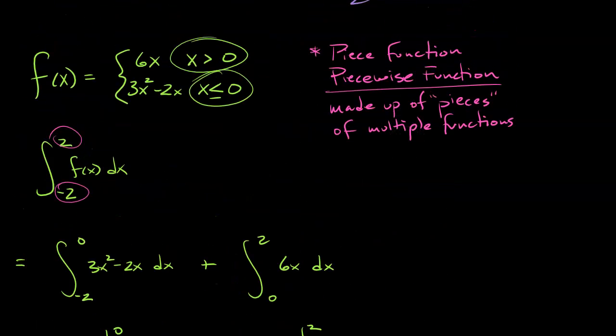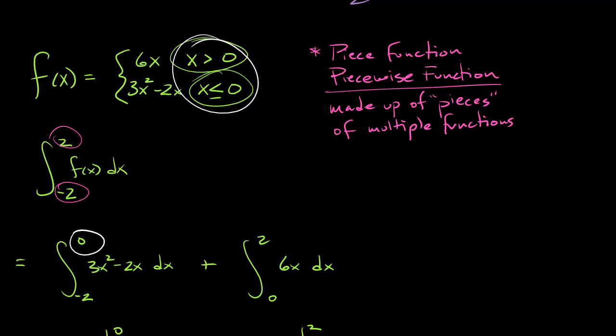The only reason I chose 0 is because 0 was the boundary for that piecewise function. So it's not always going to be 0. This number could be anything. And so if this number is in between the definite integral that you were being asked about, then you have to split it up.